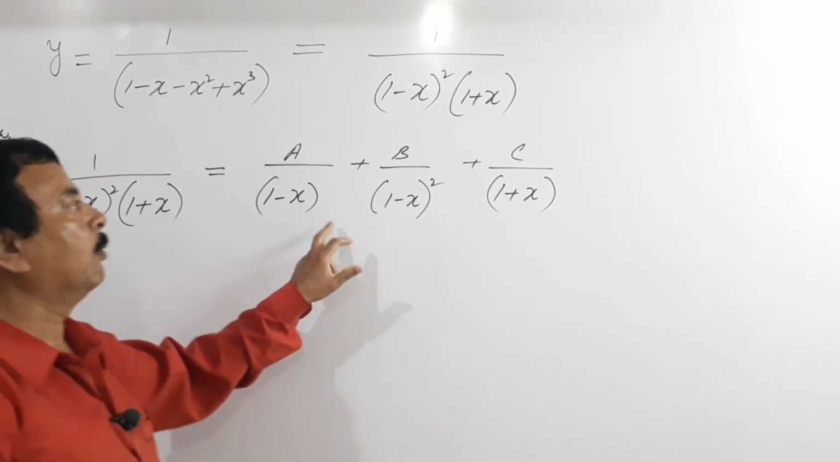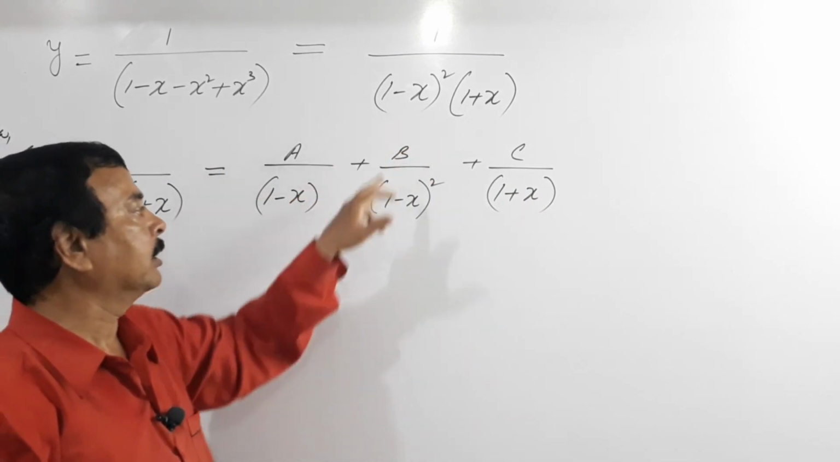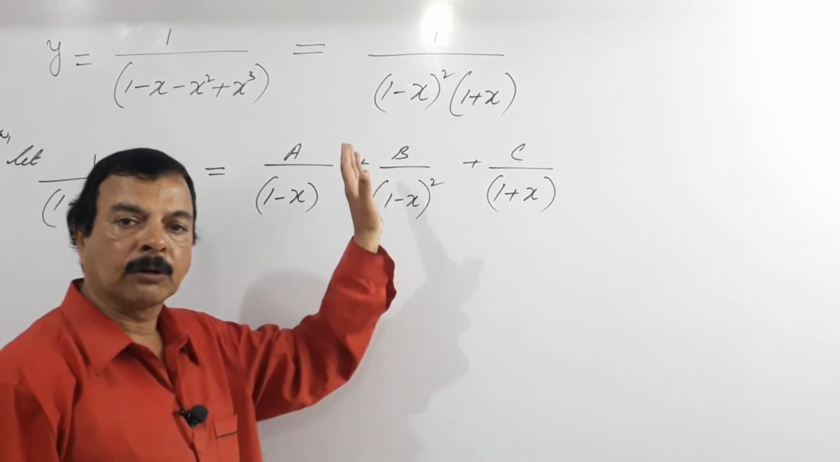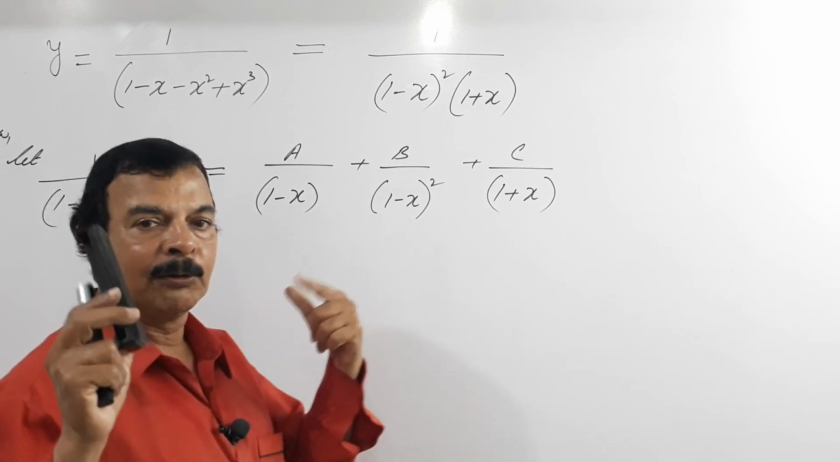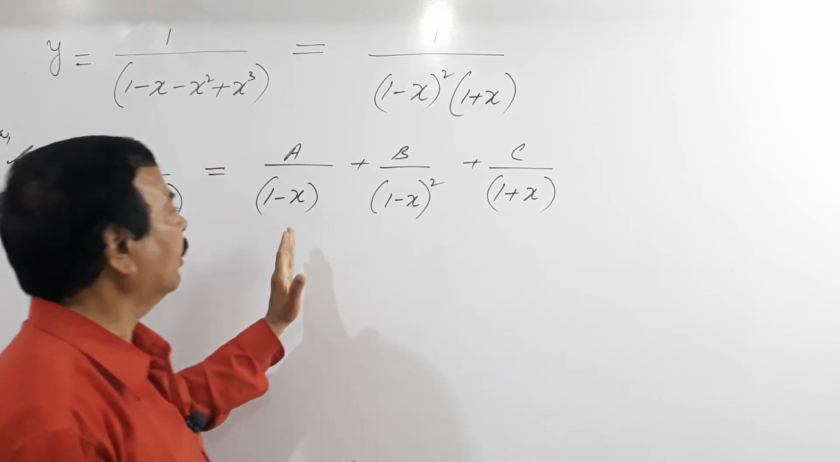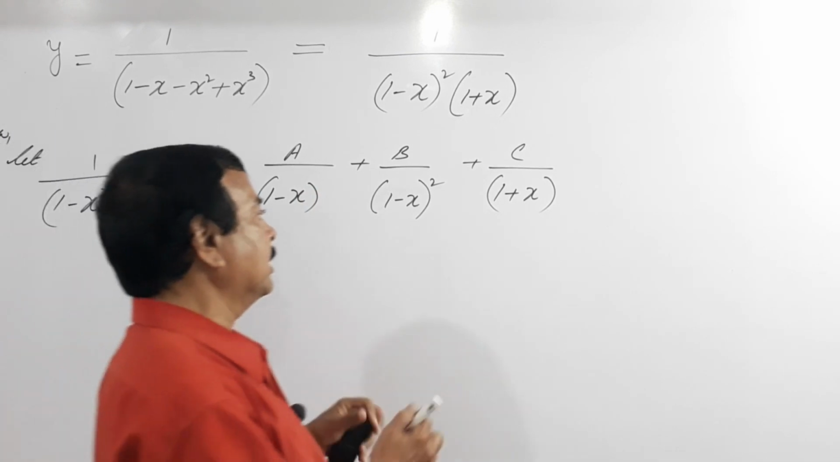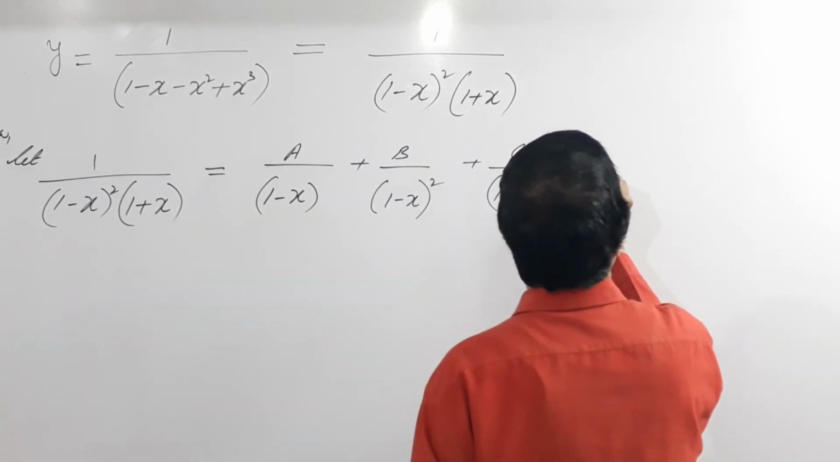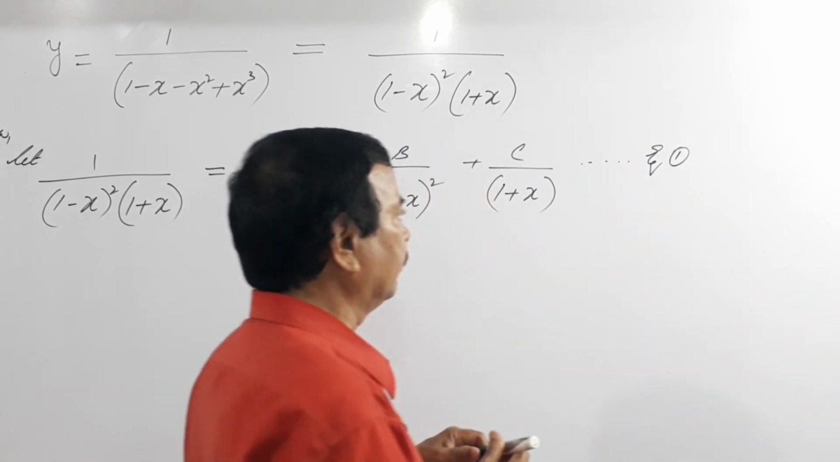This step is very important because most of the students go wrong here. Directly they substitute this and the problem is gone to dogs. So let it not go to dogs, let it go to tiger. So what we do is, we have come to this stage. Now what next? I call this equation 1.